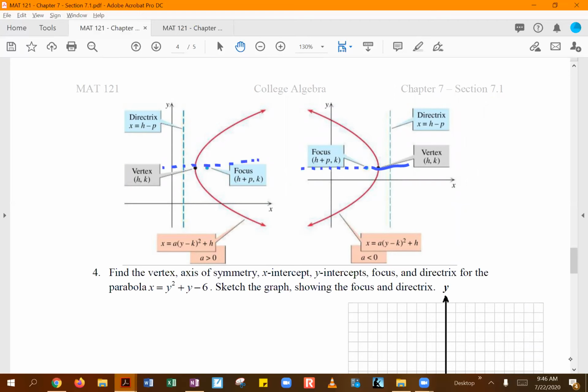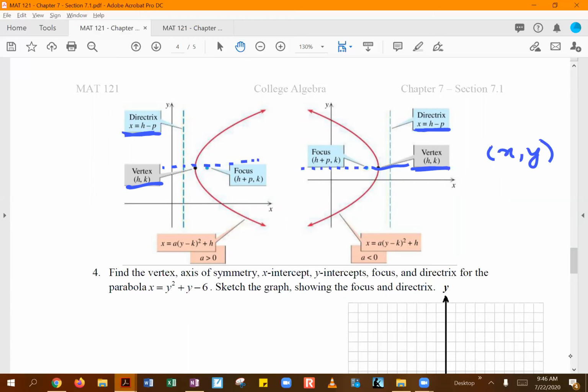Your directrix has now become a vertical line. And look at these equations for the directrix. It is now x equals h minus p. Our vertex is still going to be (h, k) because we are still writing our ordered pairs as x and y. So the vertex is still (h, k).